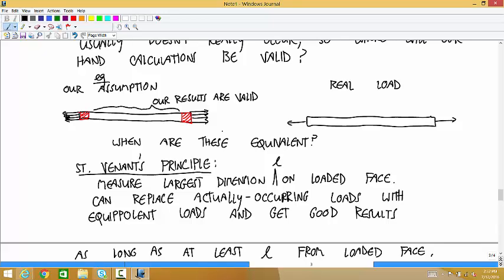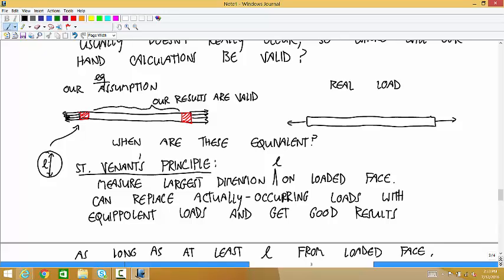And what is that distance L? Is that the largest face that you're pulling on? So if that cross section is a circle, then this is L. But this isn't some kind of mathematically provable thing. It's an observed rule of thumb that we can take advantage of.